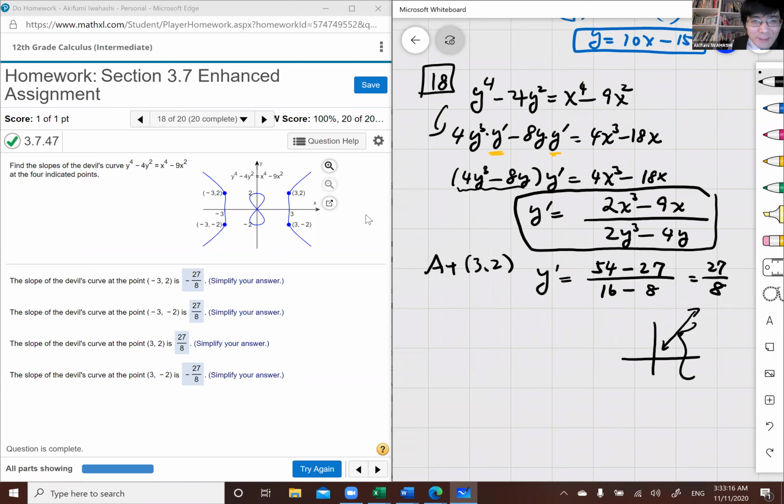Now, if you notice the symmetry with respect to the x-axis, then the slope at this point must be, you just change the sign, you get negative 27 over 8. And the slope at this point is also negative 27 over 8. And at this point, you flip, you're going to get back to 27 over 8. However, even if you didn't notice this, you just need to plug in negative 3, 2 here, 3, 2 here, negative 3, negative 2 here, and so on. So even if you didn't notice it, it doesn't take much time for you to complete all 4 problems.